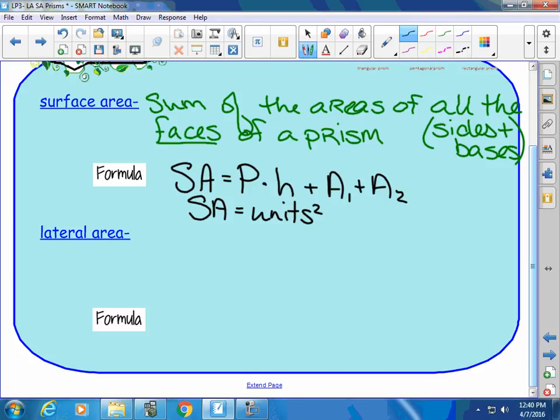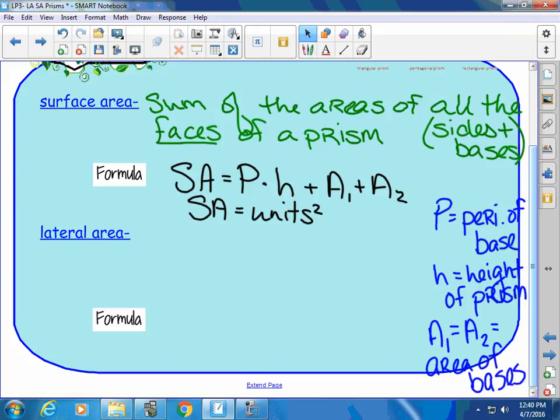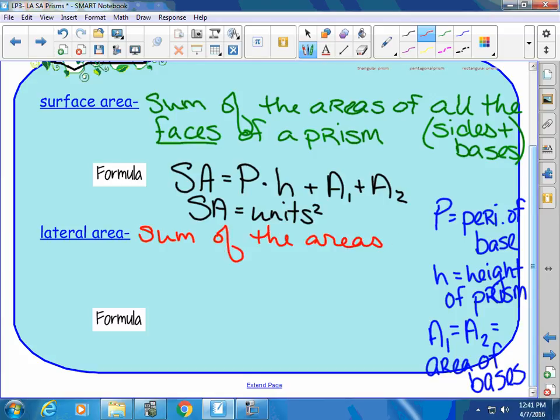So let's just put on the side what each of those things mean. P is the perimeter of the base. H is the height of the whole prism. Area 1 and area 2 will be equal for all of our prisms, and they're the area of the bases. Okay. Lateral area is very similar to surface area, except it's just the sum of the areas of the sides.